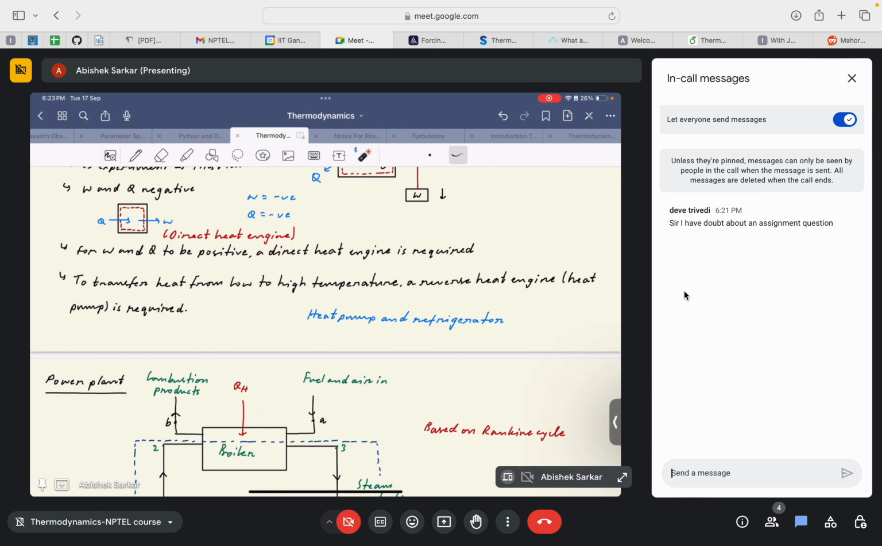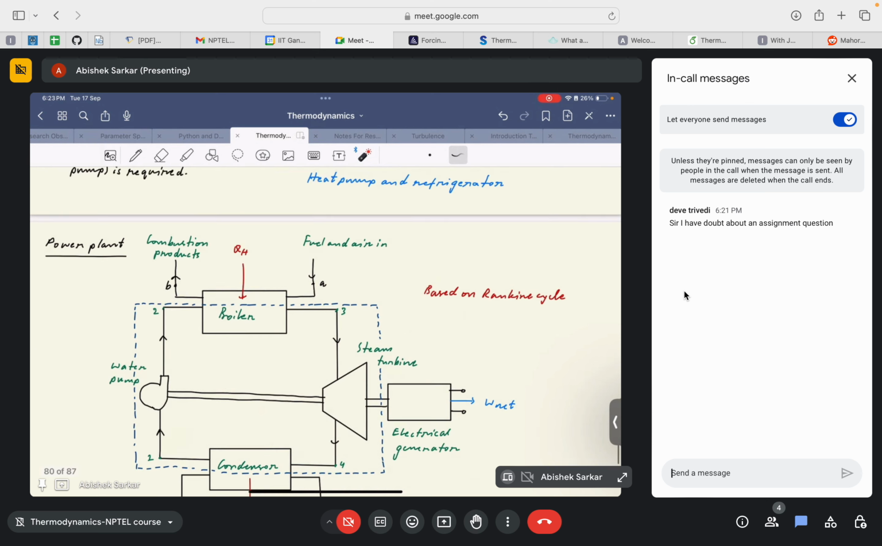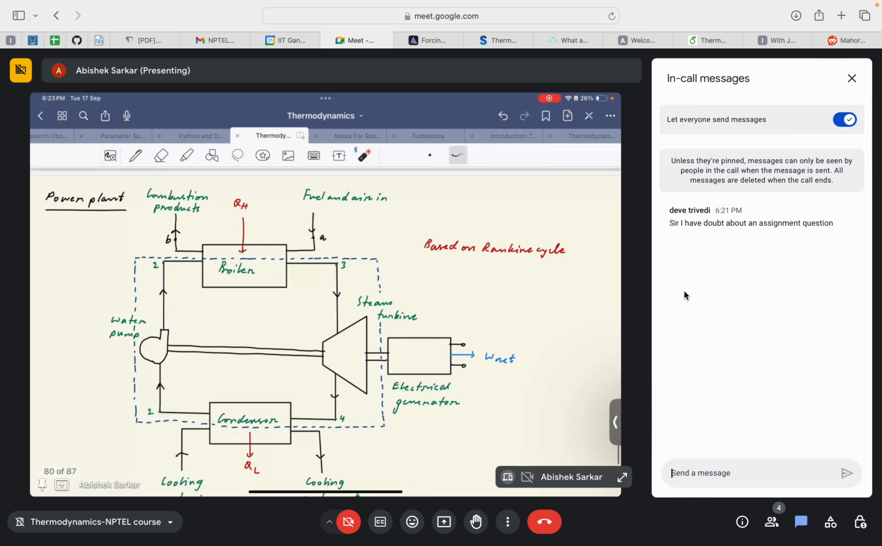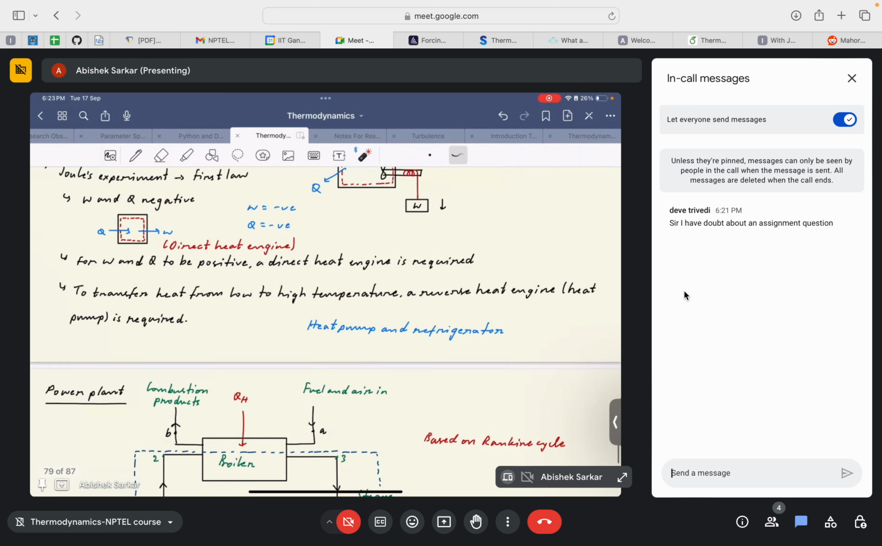Such reverse heat engines are primarily known as heat pumps or refrigerators, and we will get to know about the difference when we discuss it thoroughly in the next page. Now this is the example for a direct heat engine, that is, the system absorbs heat.